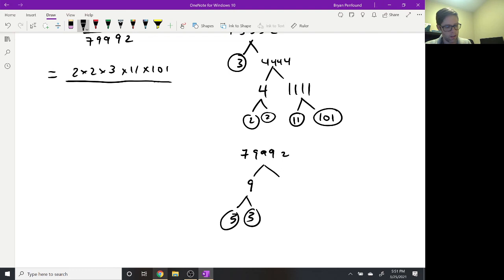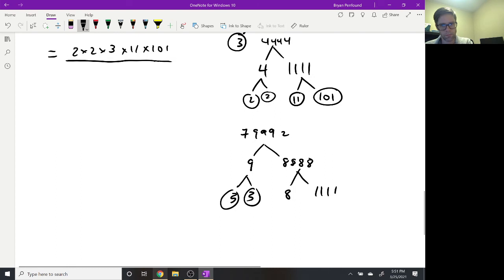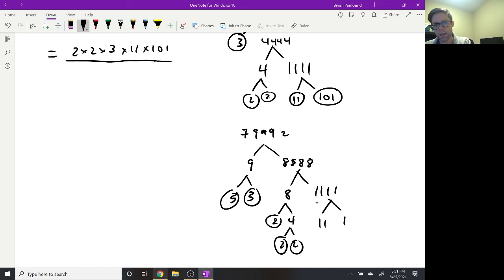So 79992 divided by 9 gives us, oh, interesting, 8888. That number is most certainly divisible by 8. And of course, 8 breaks down into 4 and 2, so we're going to get a bunch of 2's here. And we already know how this 1,111 breaks down. That's 11 times 101, and both of those are prime numbers. So let's write out our prime factorization for our denominator. It's 2 times 2 times 2 times 3 times 3 times 11 times 101.